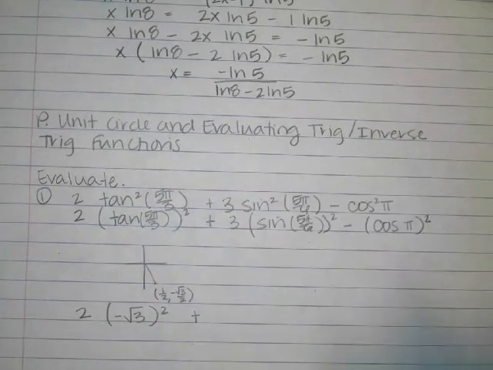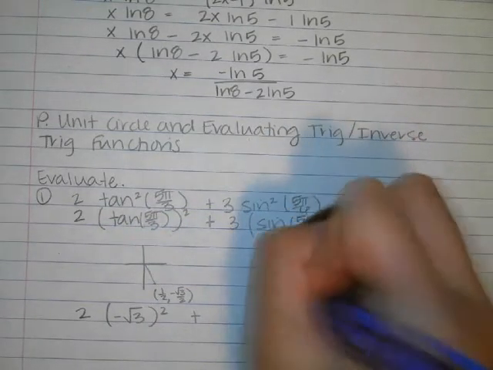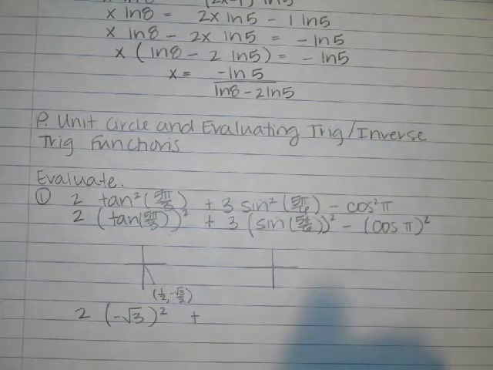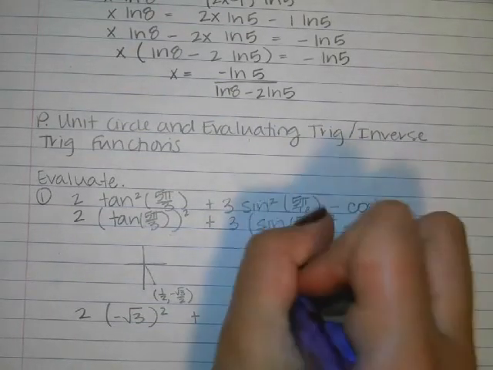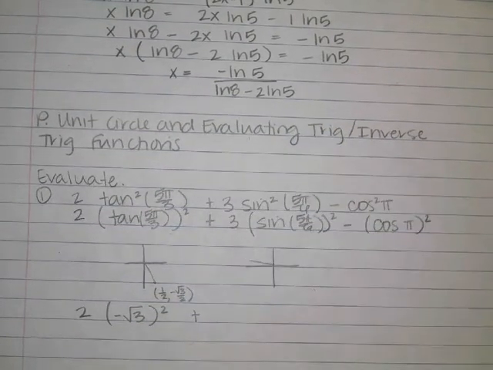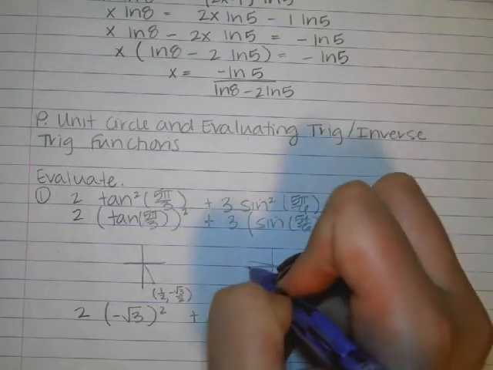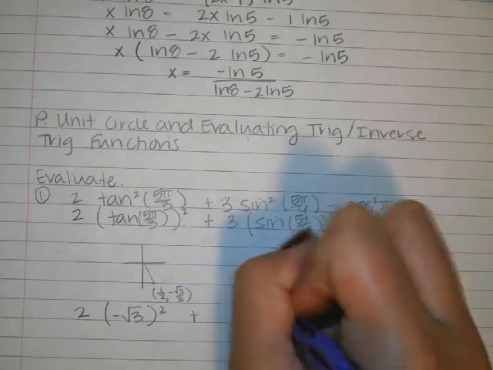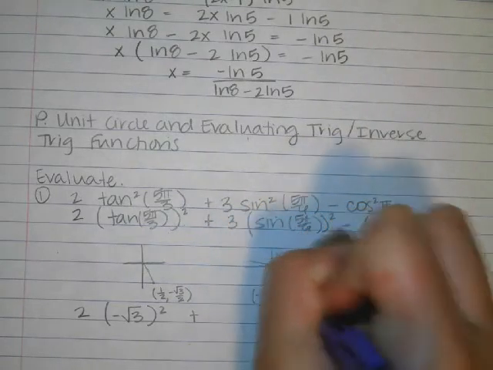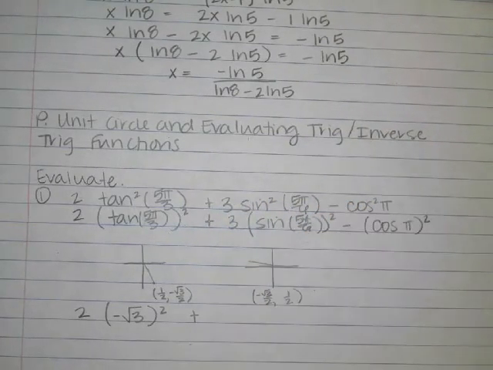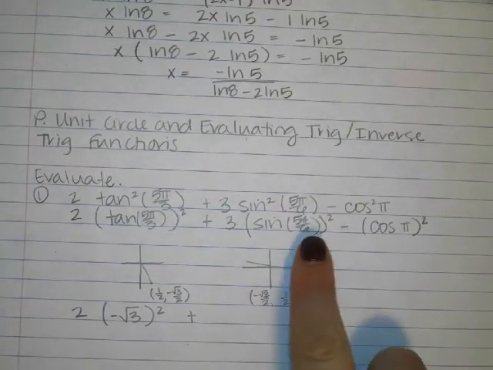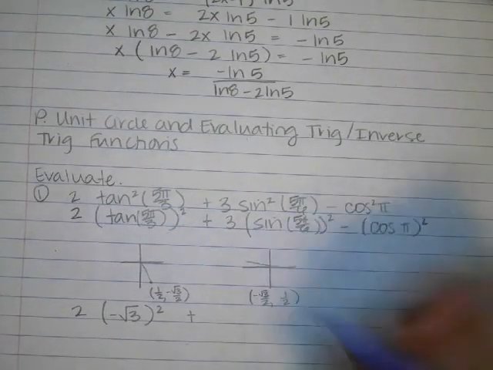Okay? Now for 5 pi 6. 5 pi 6 is a little bit less than 1 pi. 1 pi is over here. So there's my 5 pi 6. That is left a lot, up a little bit. And so that means that sine of 5 pi 6 is 1/2.